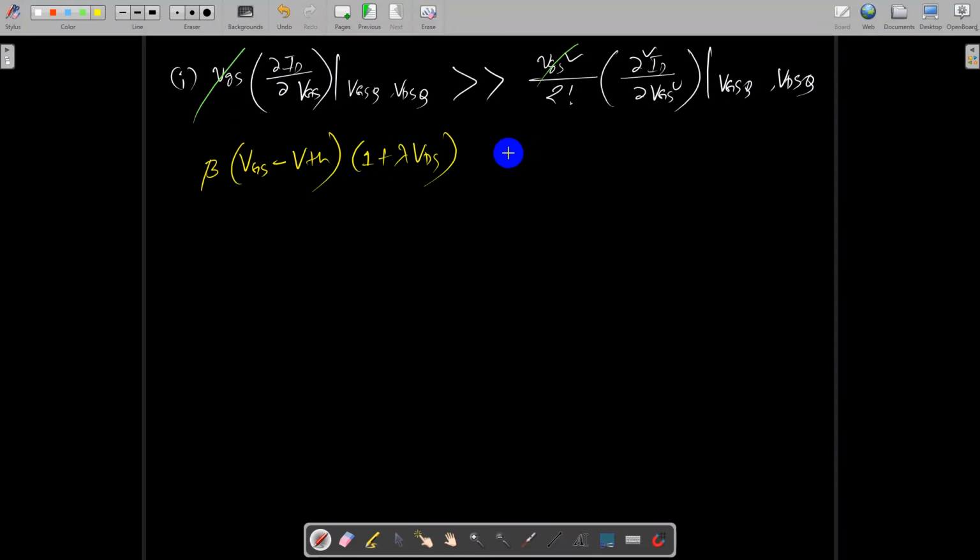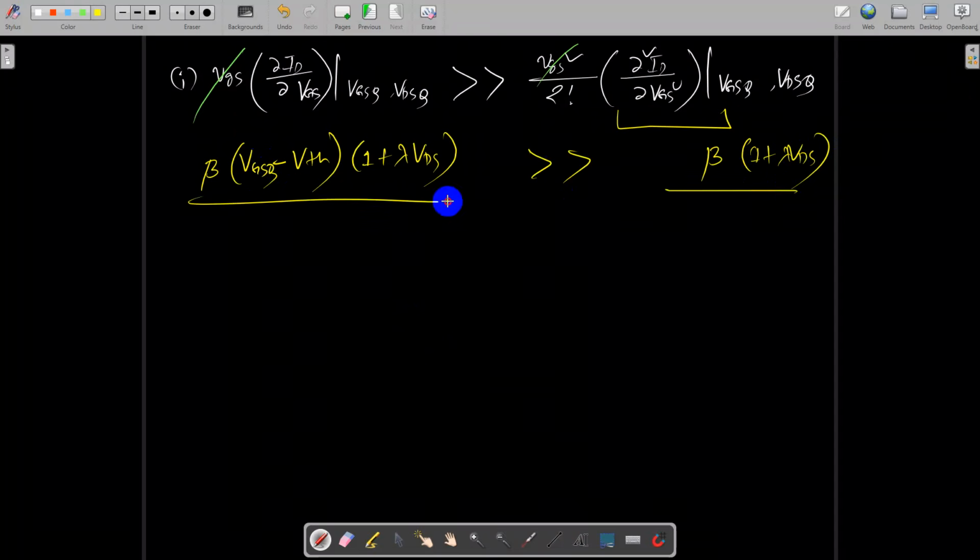so here you can also write like this: beta times 1 over lambda VDS. Okay, this is at your VGSQ, and we can say this thing is greater than this thing. So this thing is actually your gm, mu n Cox W/L (VGSQ minus VTH). You can work on how this quantity comes: beta (VGSQ minus VTH).